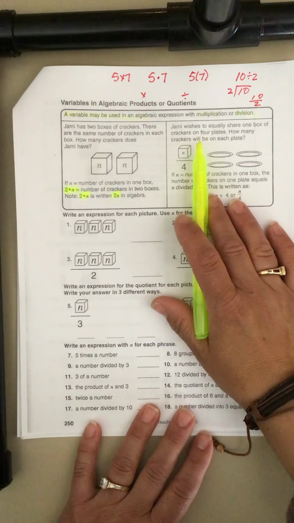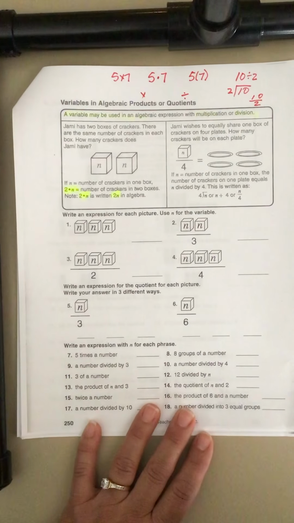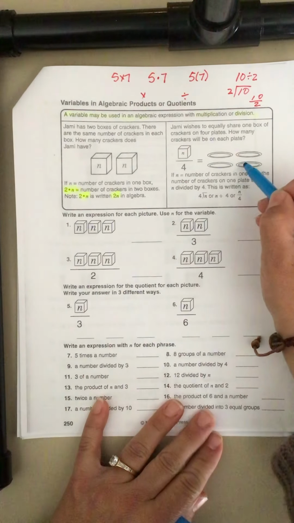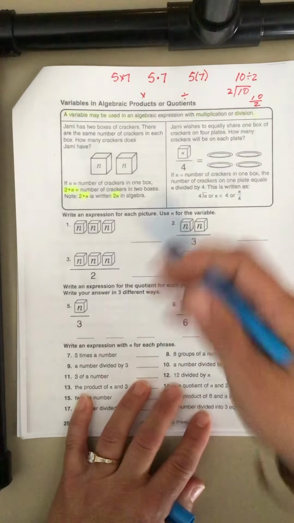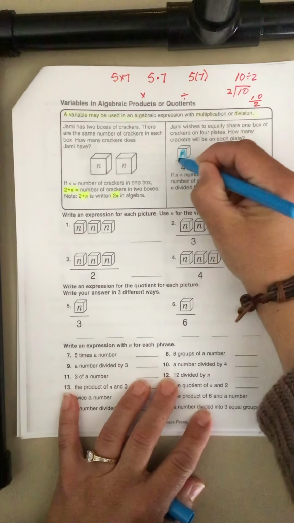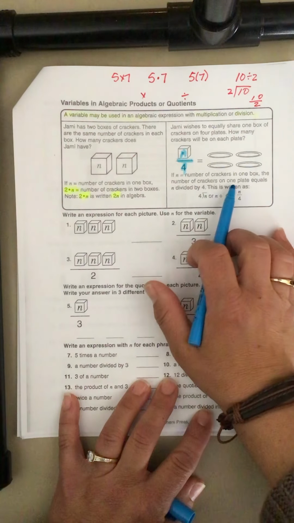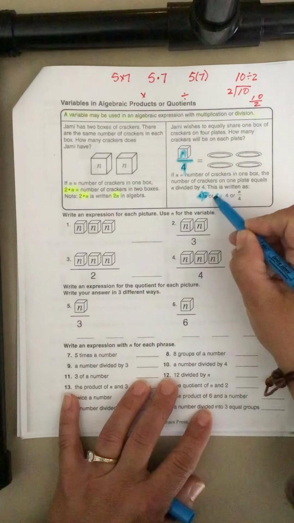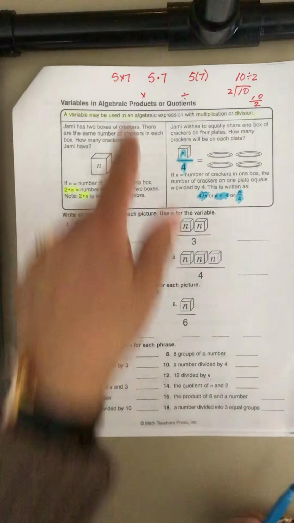On this other side, we're going to share our crackers now. Jamie wishes to equally share 1 box of crackers on 4 plates. So she's going to take this box, break it in 4. They put the plates here. How many crackers will each person have? We don't know exactly, so we're just talking a hypothetical situation. N divided by 4. So if n is the number of crackers in one box, the number of crackers on one plate equals n divided by 4. You can say n divided by 4, or as a fraction, n divided by 4. So those were the examples we were talking about at the top.